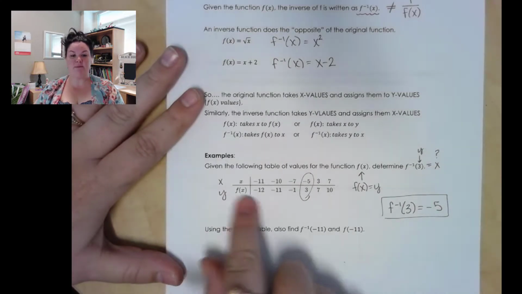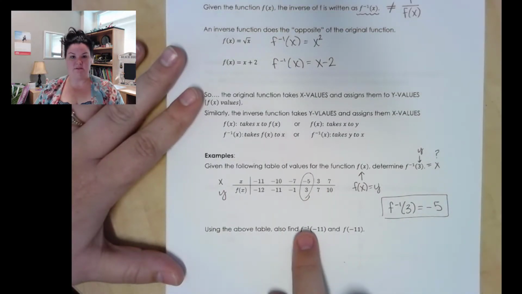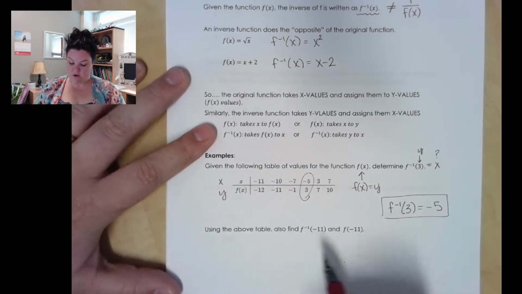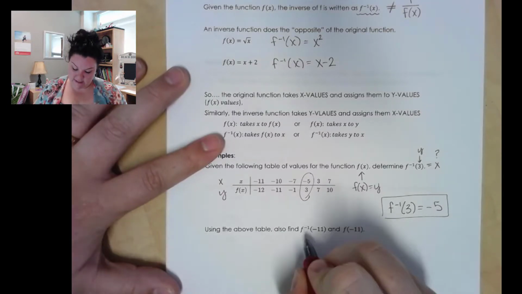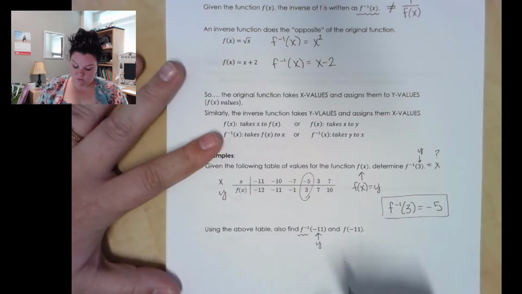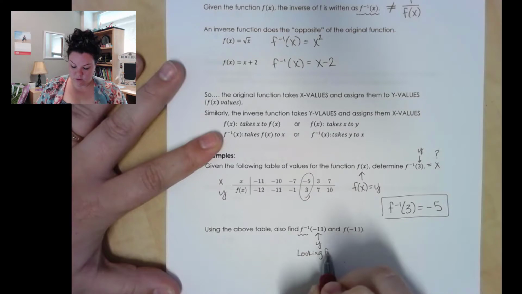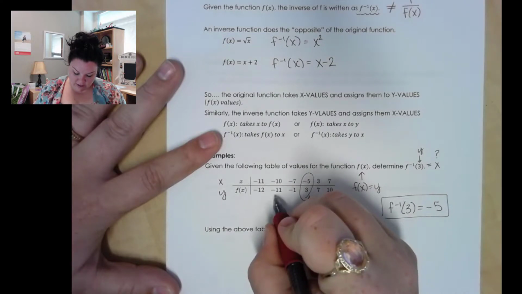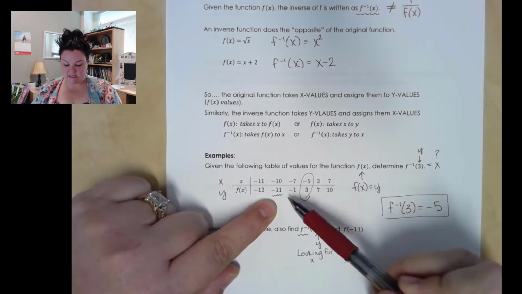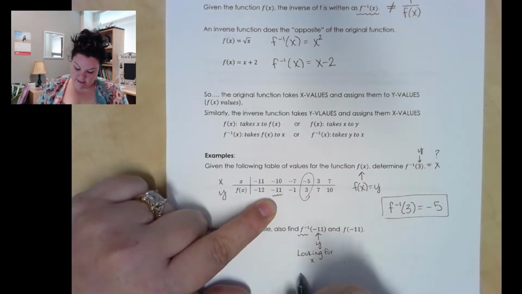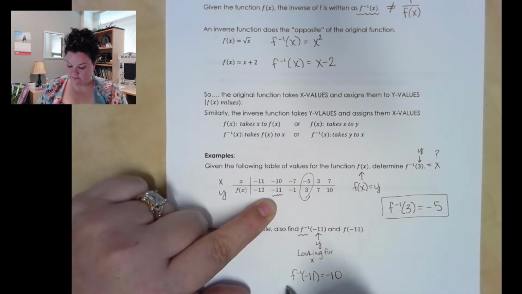So I'm just going to use the same table above here to figure out what f inverse of -11 is and also what f of -11 is, okay? So notice we see this little inverse. When we see this inverse right here, that means that whatever's in here is our y value, so we are looking for x. So I go to where my y value is -11, which is right here, right? And notice the x value that corresponds to that y value is -10. So that means that f inverse of -11 is equal to -10.